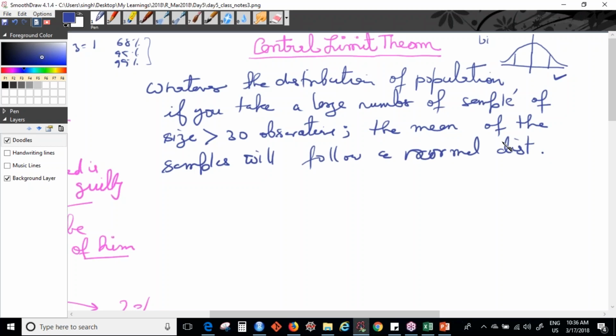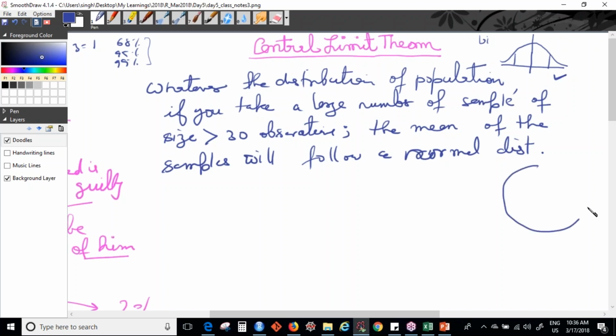This is what the central limit theorem says, and this is very important. The central limit theorem says that whatever the distribution of your population, it can be normal, it can be non-normal, if you take a large number of samples from your population of size greater than 30 observations, the mean of the samples will always follow a normal distribution. So let me explain this.